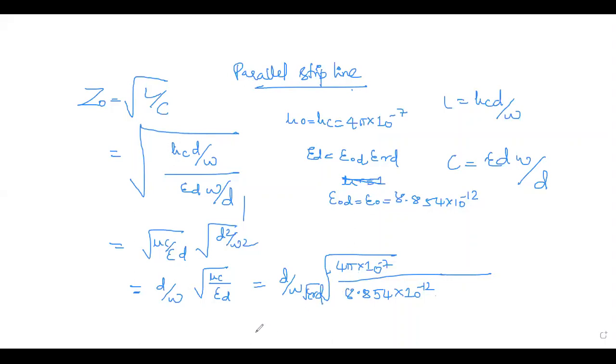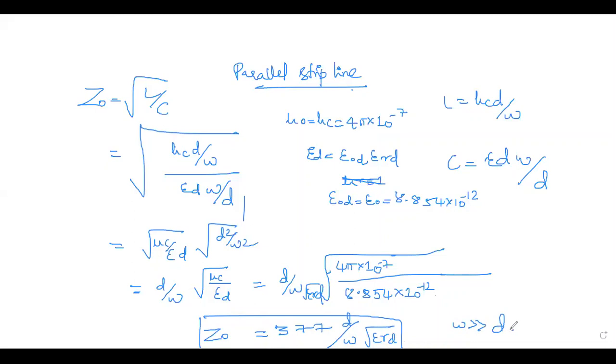What is the value of this? We have already done this value. Divide that mu naught by epsilon naught, how much will you get? Usually we get 377. So 377 D/W divided by square root of epsilon_rd. So this is the characteristic impedance equation for width greater than d.